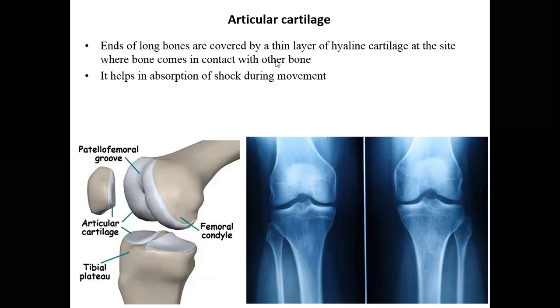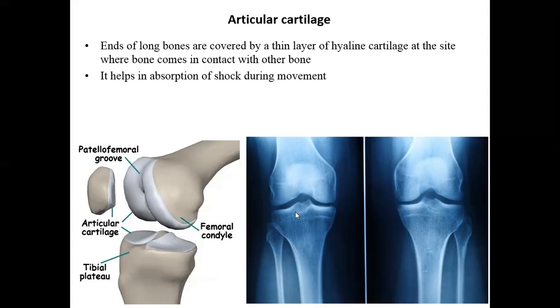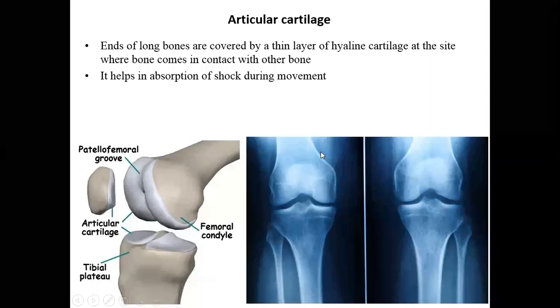So ends of the long bones are covered by a thin layer of hyaline cartilage. You should remember one thing, that it is covered by a cartilage, and that cartilage is hyaline cartilage, and where it forms joints, it helps in absorption of shock during movement. So joint permits a lot of movements. During this movement, the shock that is there in the joint can be absorbed by the articular cartilage, because the ends of the bone are having articular cartilage. Cartilage is structurally softer than bone, so it can easily absorb the pressure or the shock.